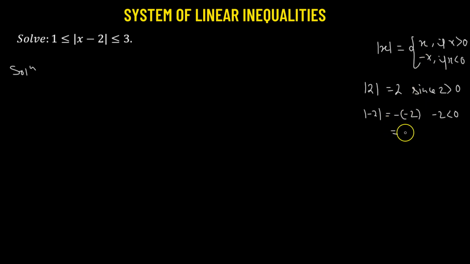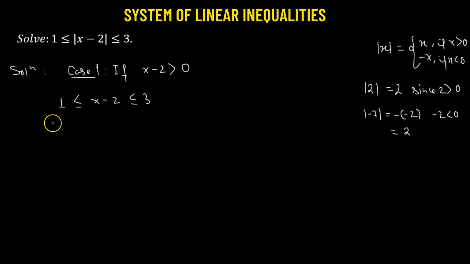So the negative of negative 2 is going to give us positive 2. That means regardless of the sign of the argument, the absolute value is always going to be equal to 2. Now we'll use this definition to solve the given linear inequality. Let's take the first case. Case number 1: if x minus 2 is a positive number, then our inequality will become 1 less than or equal to x minus 2 less than or equal to 3.